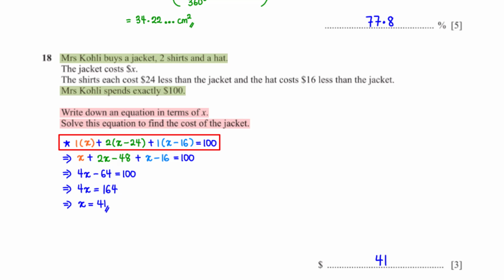When we expand the brackets, 1 times X is X, 2 times X is 2X, 2 times -24 is -48, 1 times X minus 16 is X minus 16. X plus 2X plus X is 4X. Minus 48 minus 16 is minus 64. When we add 64 to both sides, this is what we have. When we divide both sides by 4, we get X equals 41.